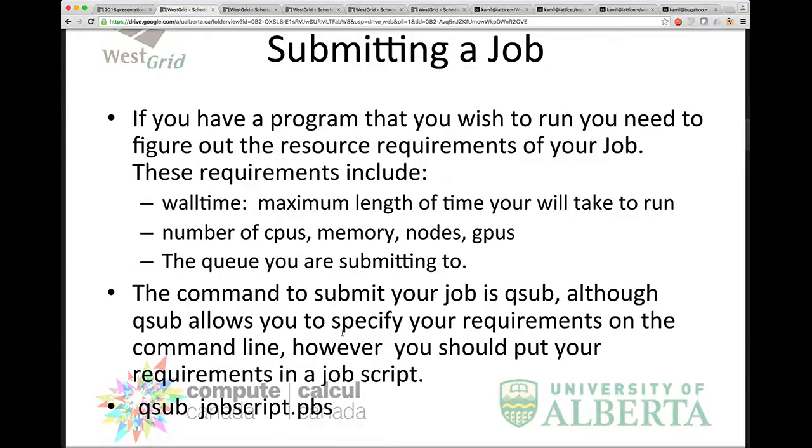So the command to submit your jobs is qsub. Now, although qsub allows you to specify your job requirements on the command line, you really should put your requirements in a job script. Now, there's a number of reasons for that. The biggest one is so that you can actually see what you submitted. If you do it on the command line, your job fails. You may not know what you submitted. Other people like us who are asked to look at it may not know. It's much better to put it into a job script file, submit that.